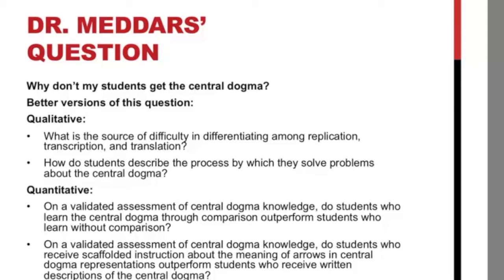So how could this question be refined? I want to look at 4 possible research questions.